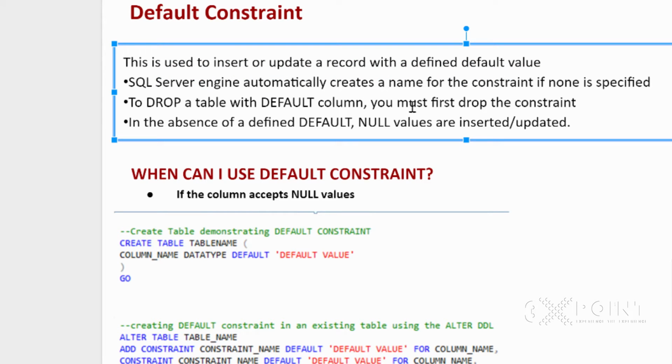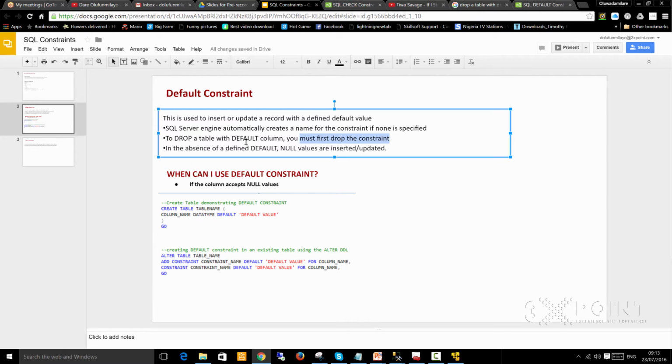To drop a table with default column, you must first drop the constraint. Well, this does not actually apply to SQL Server. It does to some other RDBMS, but for SQL Server it does not apply, so you can ignore that. So in the absence of a default, null values are inserted or updated. So what this means is that if we didn't have default on the table, and you don't specify a value for that column, what will be inserted will be null.